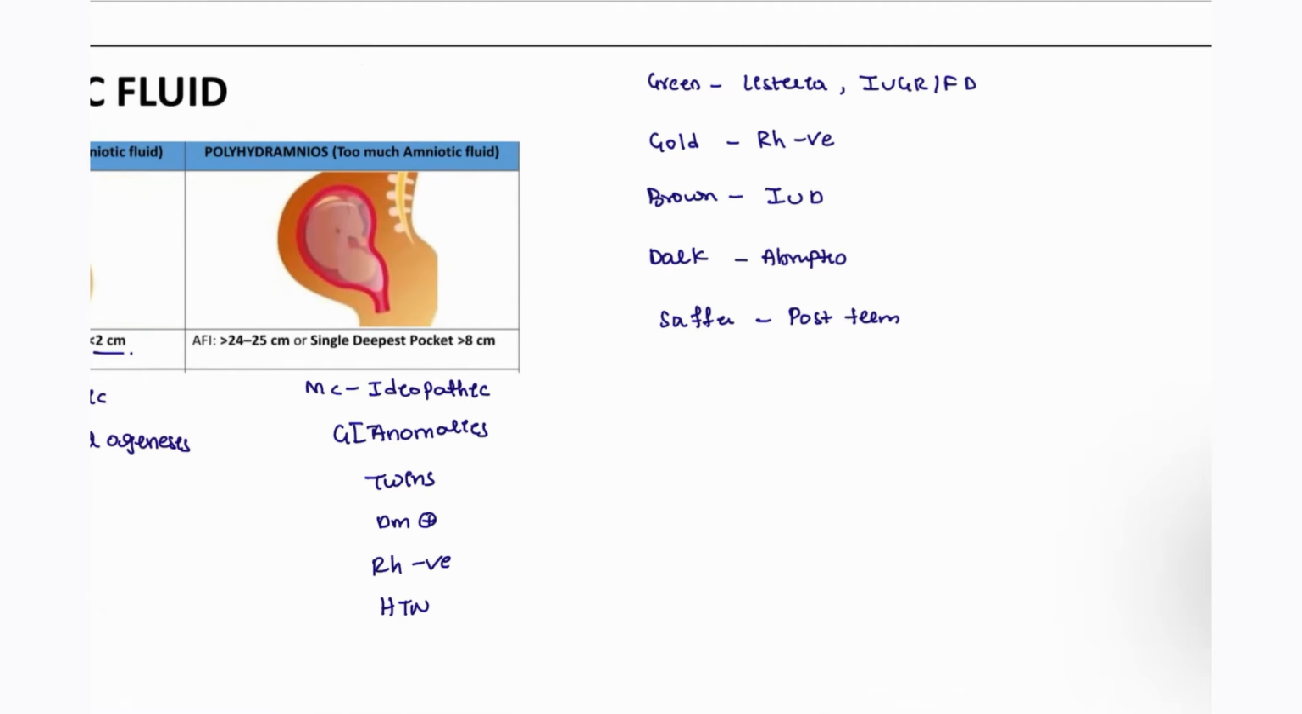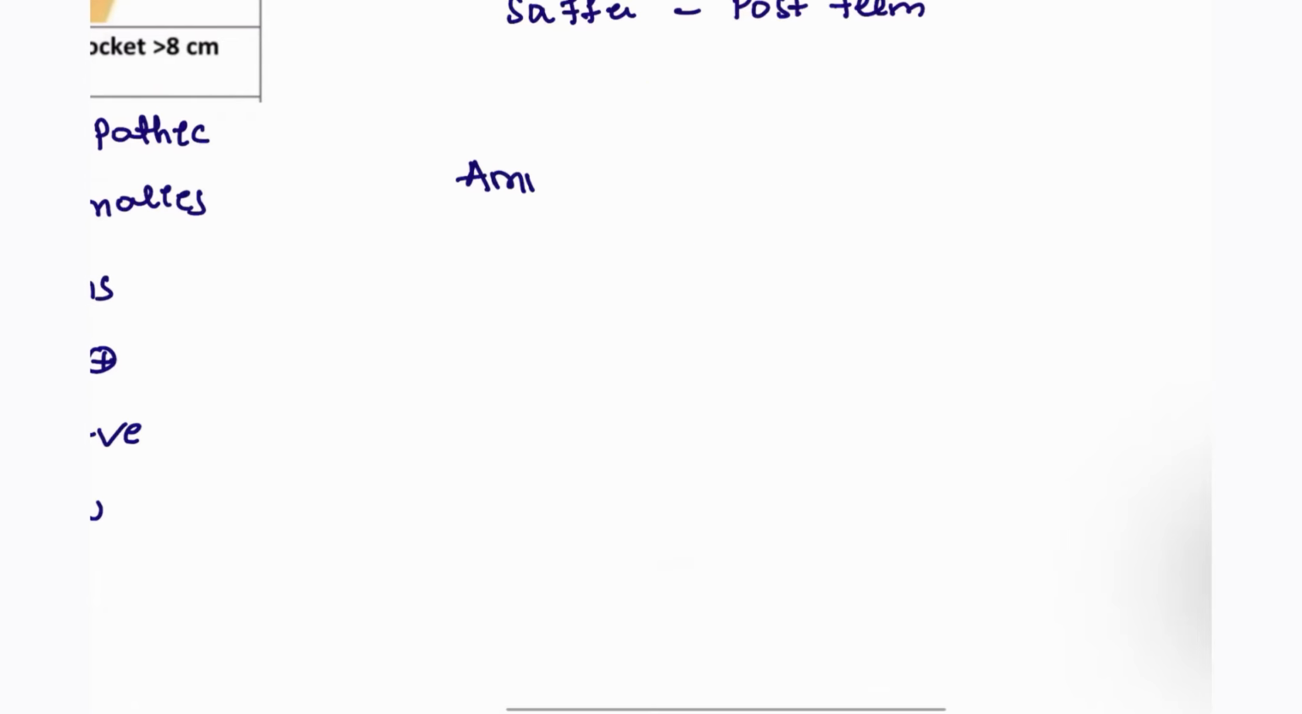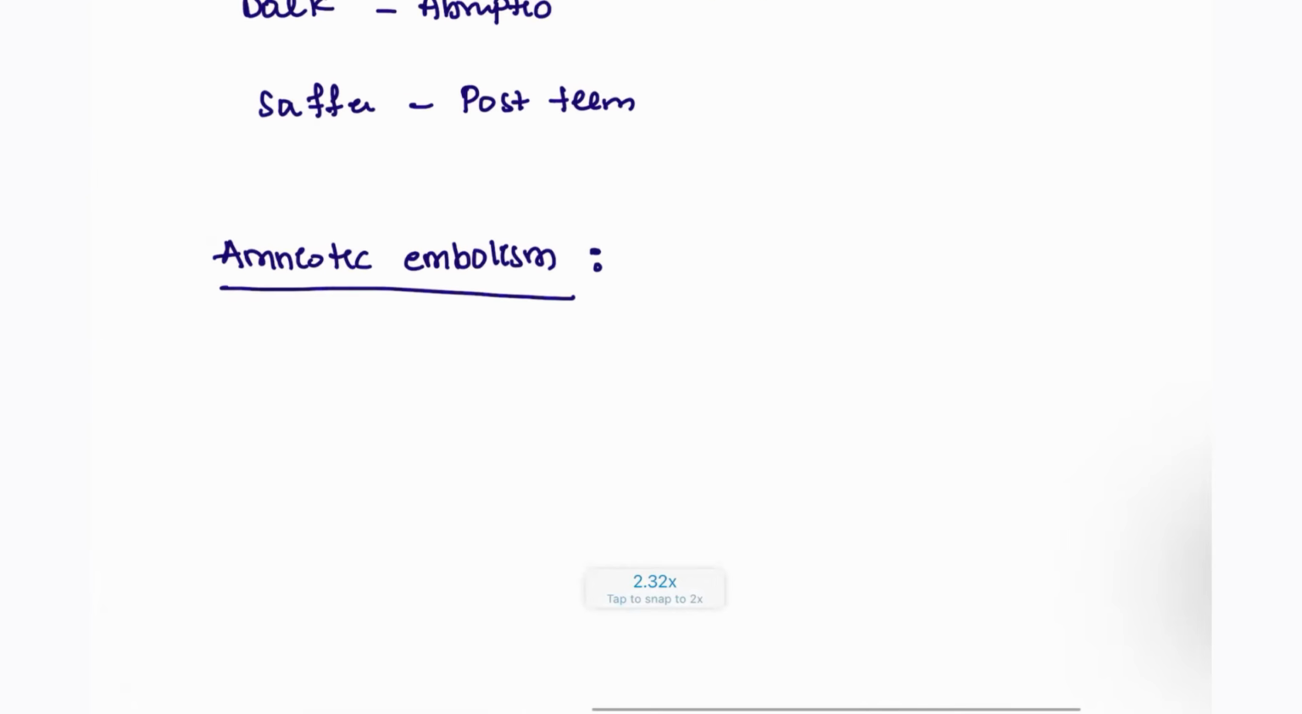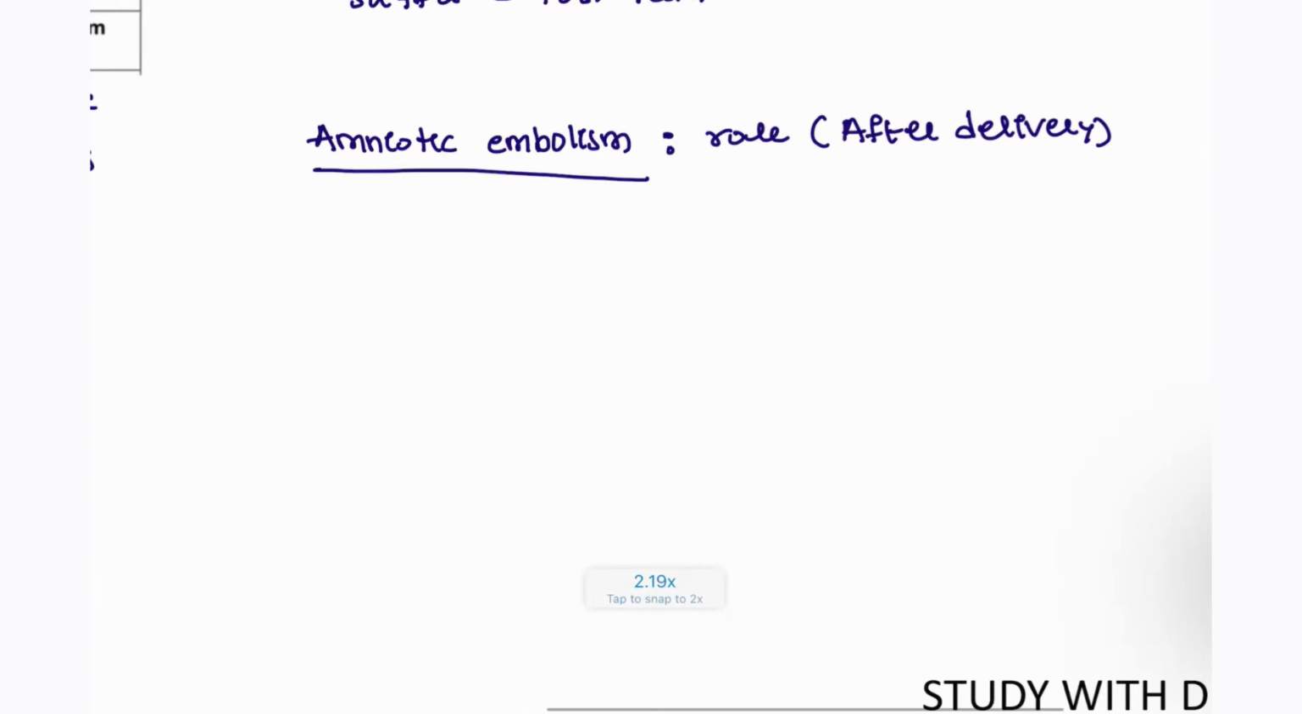Next, amniotic embolism. Okay, amniotic embolism. What is amniotic embolism, guys? So, amniotic embolism, this is an emergency situation. But how can we differentiate amniotic embolism? This is actually very rarely seen immediately after delivery. Okay, immediately after delivery, or it can be seen during the delivery also. And mostly why this has happened, it's still unknown only. This is also an idiopathic cause.